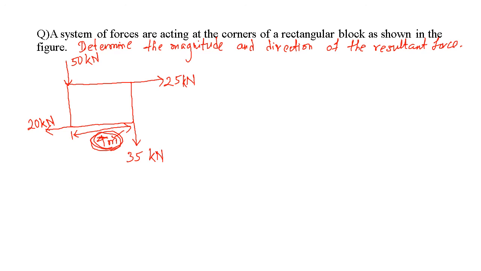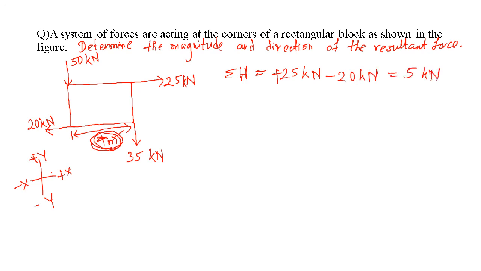Now we are resolving the forces horizontally. You see from the figure which forces are in the horizontal direction. This is plus x, this is plus y, this is minus x, this is minus y. 25 kilonewton is in the plus x direction, so plus 25 kilonewton, and this is also in a horizontal position, but it is in the minus x direction, so minus 20 kilonewton. Its value is 5 kilonewton.